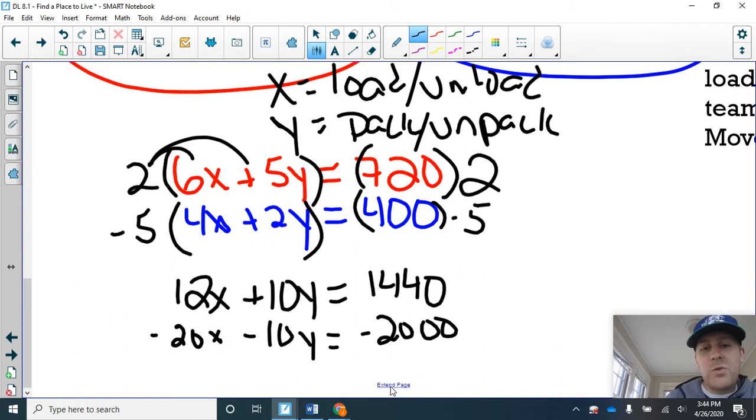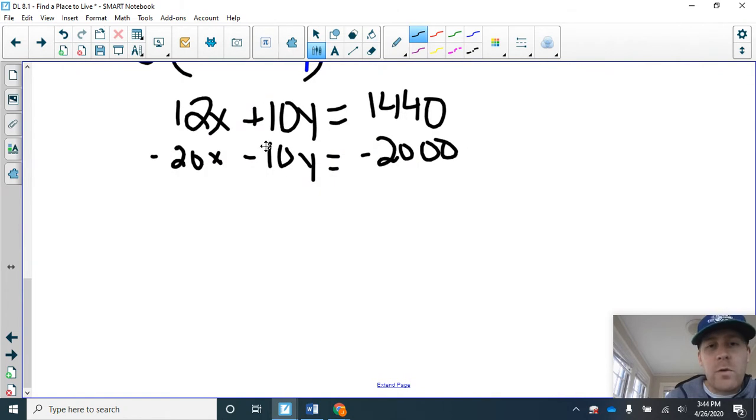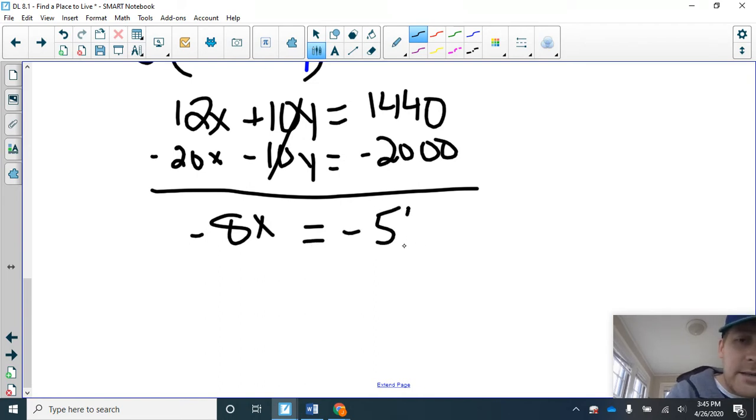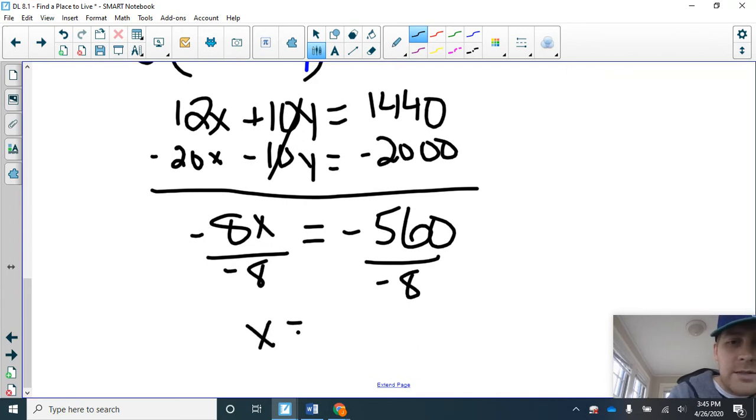Now that we have opposite coefficients for one of my terms, we add the equations together. This is where the elimination happens. 12x minus 20x, combining like terms, gives negative 8x. 10y minus 10y cancels out because 10 minus 10 is 0. On the right-hand side, 1440 minus 2,000 is negative 560. Let's solve this one-step equation by dividing both sides by negative 8. So x is negative 560 divided by negative 8, which is 70.